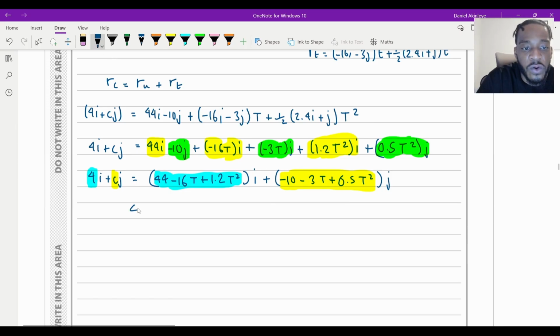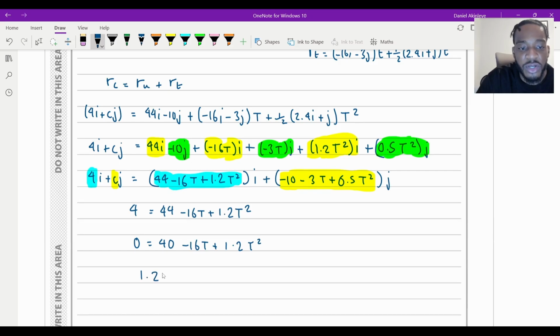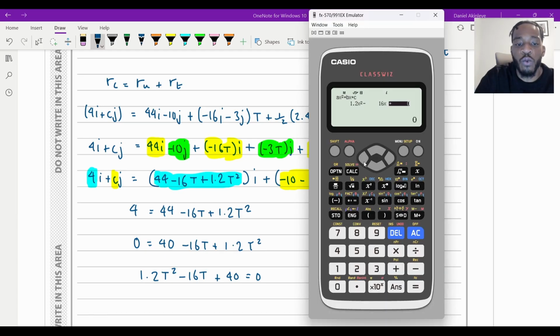So we're going to have 4 is equal to 44 minus 16t plus 1.2t squared. Now, if I move the 4 over, it's going to give me 0 is equal to 44 minus 4, which is 40, and then minus 16t plus 1.2t squared. Let me just swap the order to get it into quadratic form. We have 1.2t squared minus 16t plus 40 is equal to 0. So I can now plug this into my quadratic solver to figure out what t is. I've already started it here. We've got 1.2 here, minus 16 here, and positive 40 here. Put this here, and this will give me t is equal to 10.